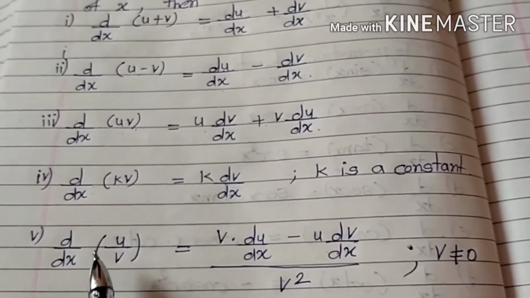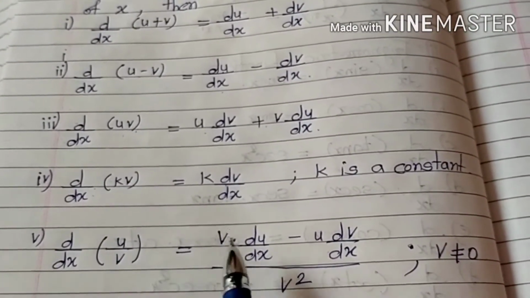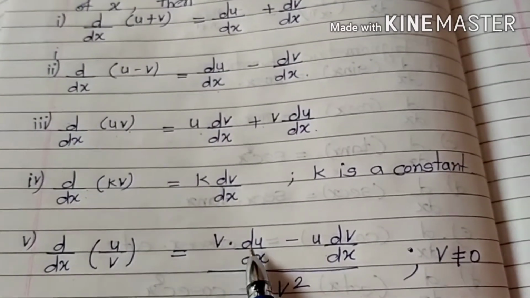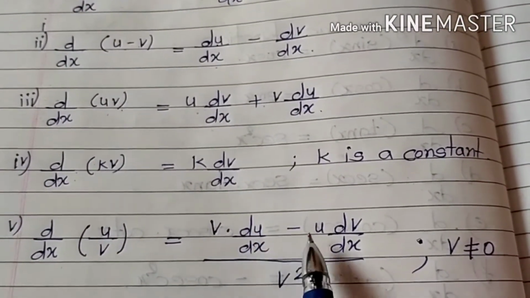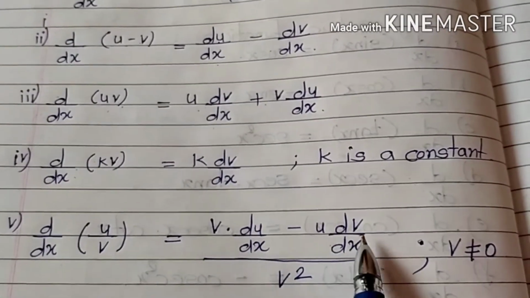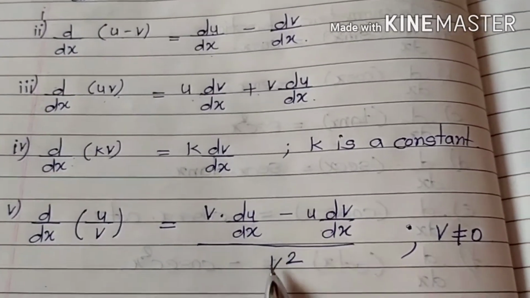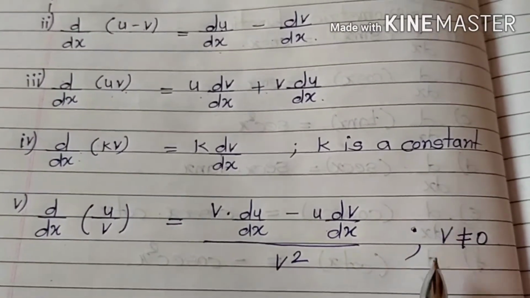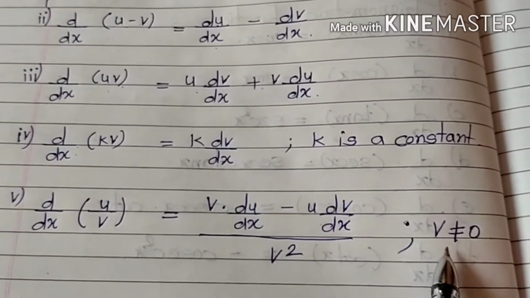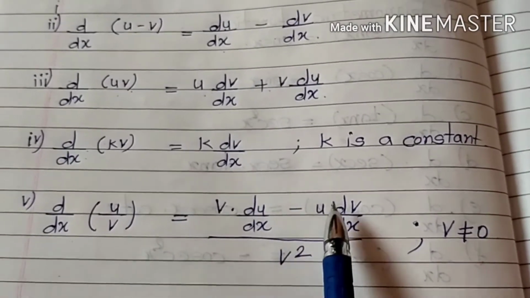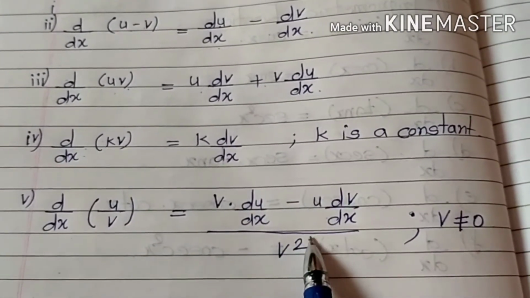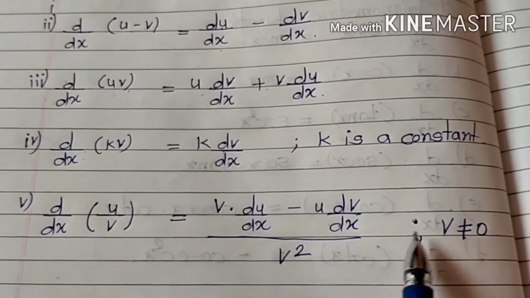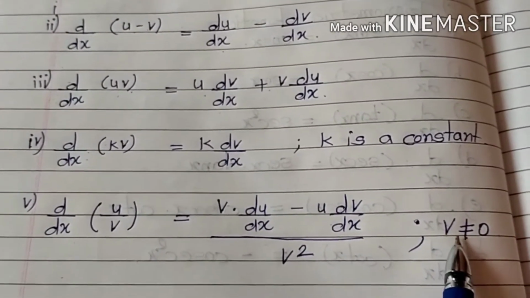And this last, the derivative of u upon v, then it is the second function into the derivative of the first function minus the first function, then the derivative of the second function, and in the denominator the second function square, where v is not equal to 0. If v is 0, then its answer is infinity, which is not possible. That's why here always v is not equal to 0, means the second function is not equal to 0.